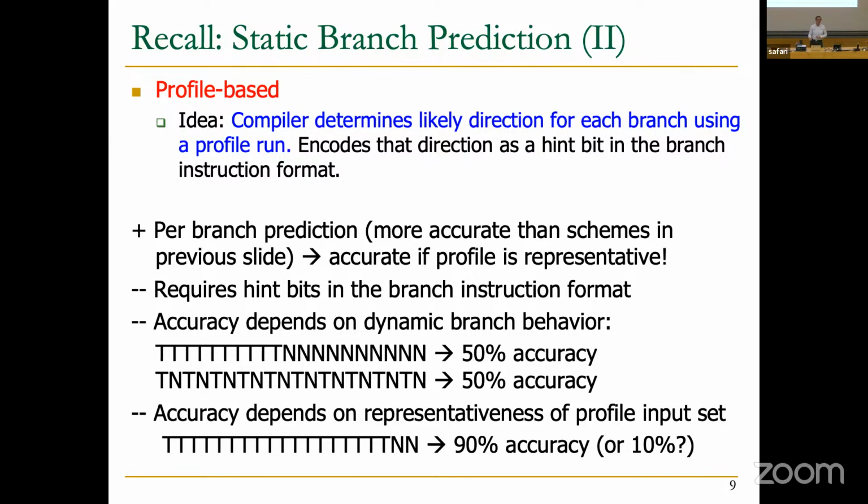And unfortunately, whenever you run a program, for example, with one input, you get this sort of behavior. Whenever you run the same program with some other input, you may get the exact opposite behavior for this branch, right? So that's one problem with the static schemes. They're not able to adapt to the dynamic changes in the program, right?